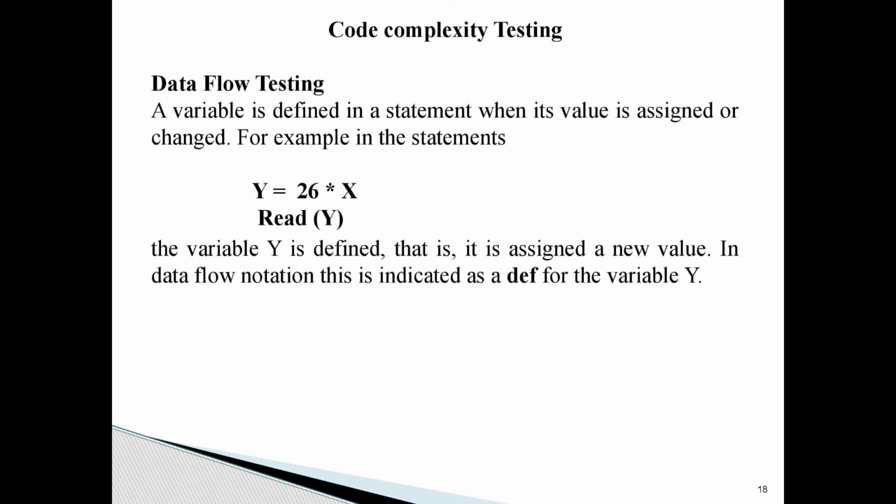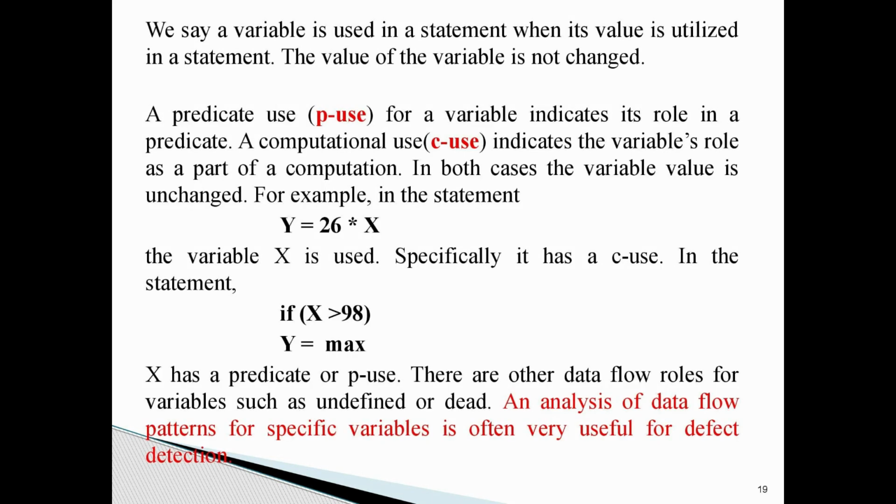We say a variable is used in a statement when its value is utilized in the statement. The value of the variable is not changed. There are two types of use, predicate use and computational use. Predicate use is where its role is a predicate. Computational use indicates the variable's role is part of a computation. In both cases, the variable value is unchanged. For example, in the statement y is equal to 26 into x, the variable x is used. Specifically, it has the computational use.